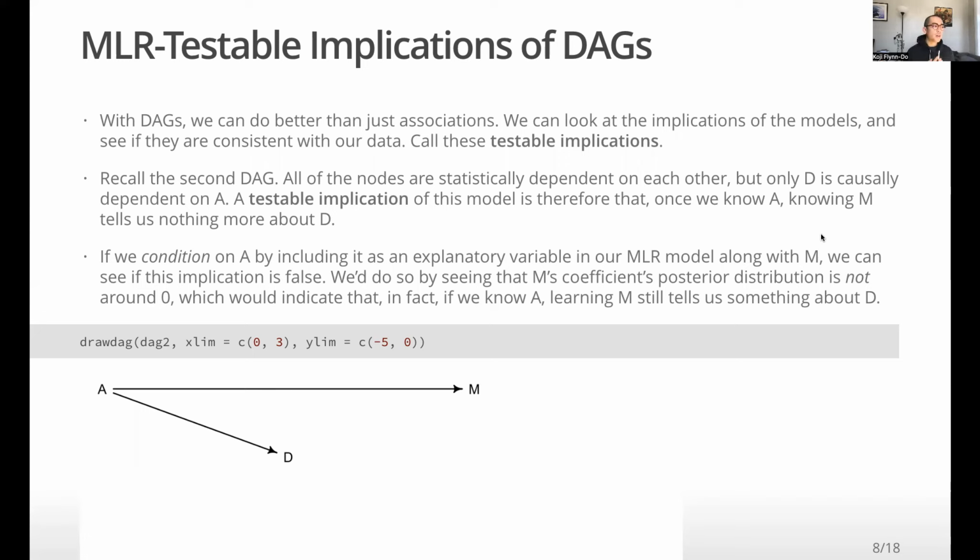And so consequently, if we condition on A by including it in our multiple linear regression model, along with M, then we can see if this implication is false, right? We can falsify this DAG. For instance, if the beta coefficient posterior distribution for M is not around 0, that would indicate that in fact, if we know A, then learning M still tells us something about D. And so this DAG probably isn't right.